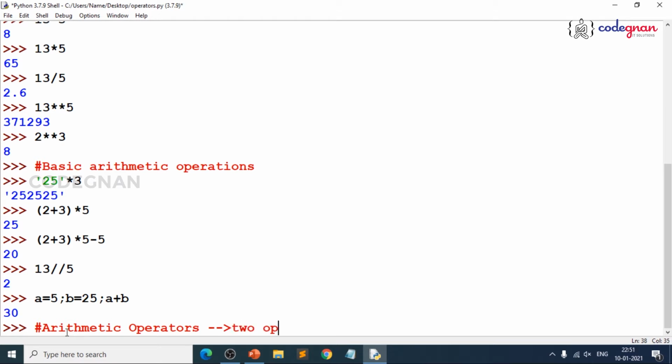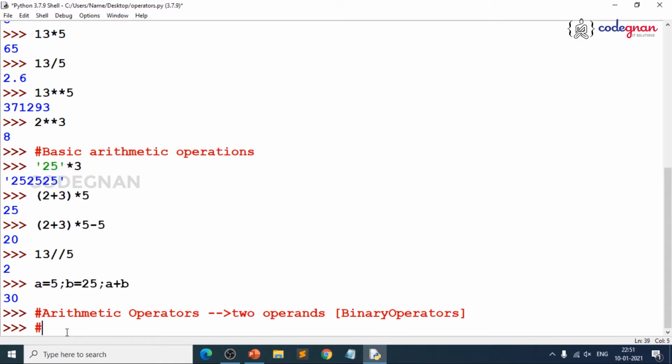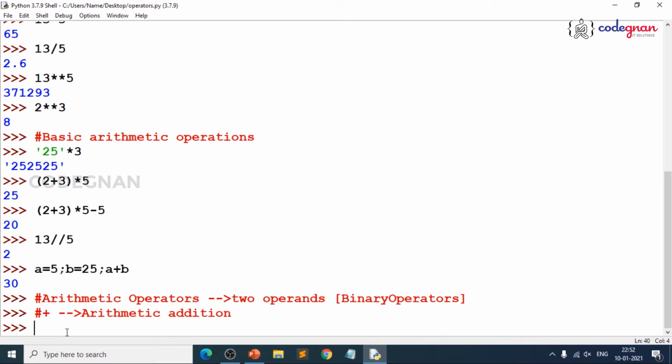When I say two operands or two variables, you store the values. These are also called binary operators, because you are performing on two, otherwise you don't get the results. So basically they are plus, which is nothing but arithmetic addition, where you perform some addition. You use plus to combine both the lists, to add both the numbers, and to combine both the strings.